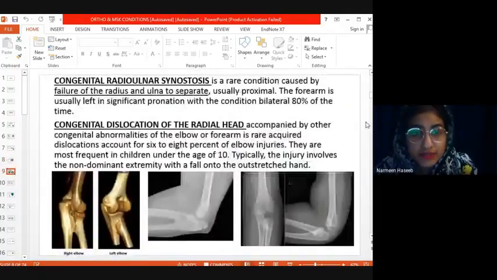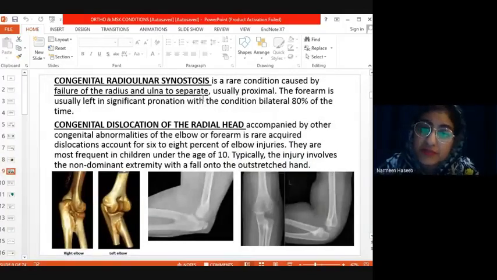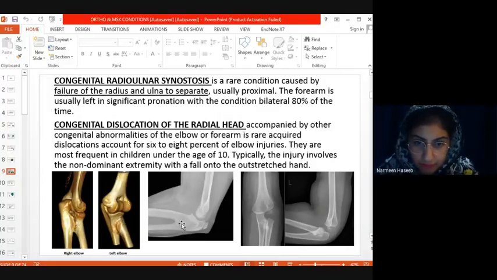Congenital radioulnar synostosis. It's a rare condition caused by the failure of the radius and ulna to separate, usually proximally. The forearm is usually left in significant pronation, with the condition bilateral 80% of the time. You see, this is the synostosis of the radioulnar bones of the right elbow, and this is synostosis of the left elbow. This is also the synostosis.